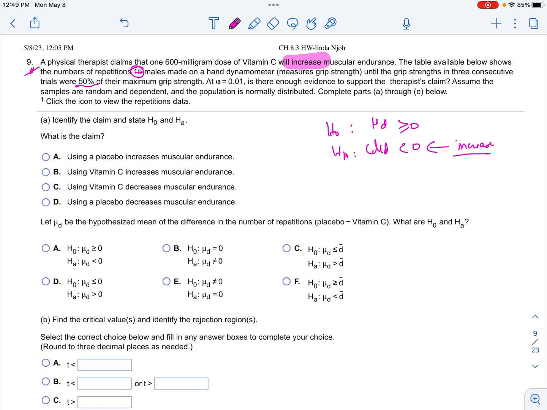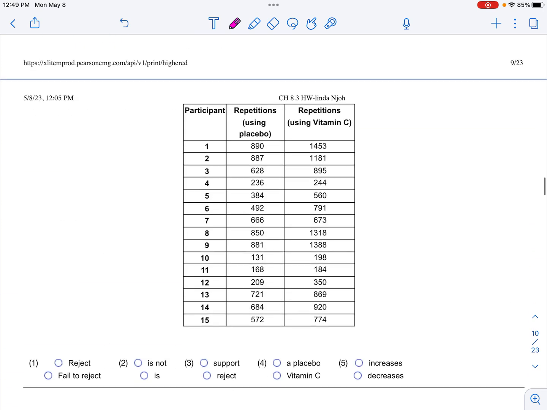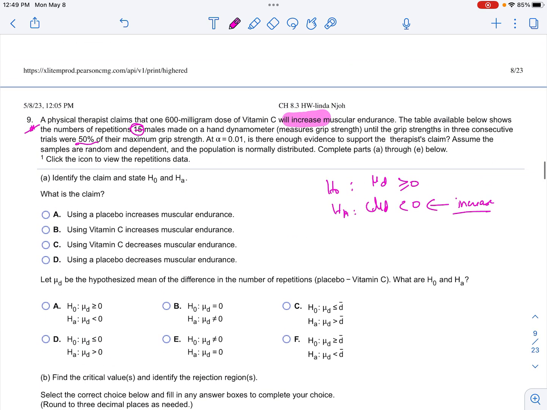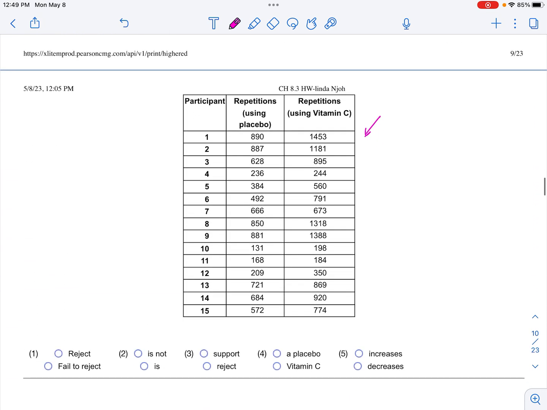So you can do 9 on your own. You enter the data and you go about calculating everything else. I think that the only issue you may have is once you know how to set up your alternative, then it's entering the data properly. So take your time.